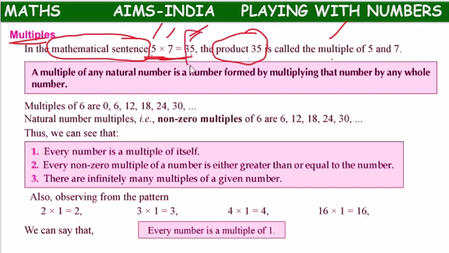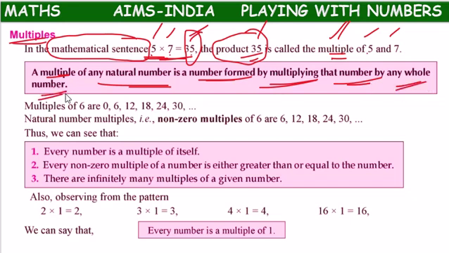Or 35 is the multiple of 5 and 7. Like that also we can tell. What we are telling is 35 is a multiple of 5. A multiple of any natural number is the number formed by multiplying that number by any other number. Suppose we have 6, what are the multiples of 6?